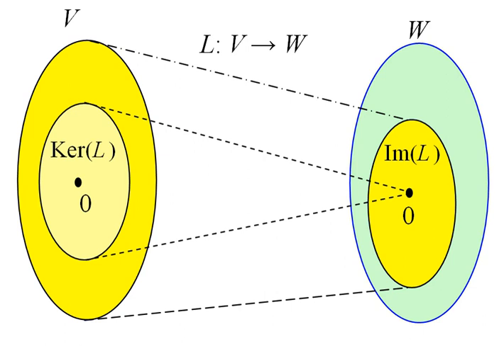If u and v are two possible solutions to the above equation, then A(u minus v) equals Au minus Av equals b minus b equals 0.